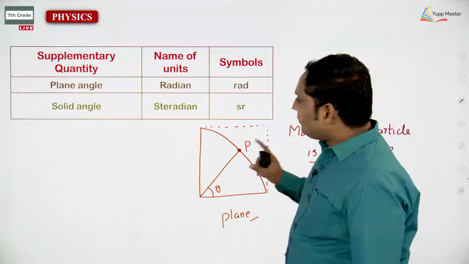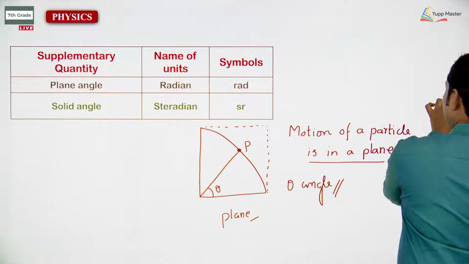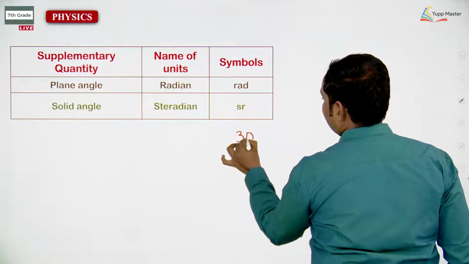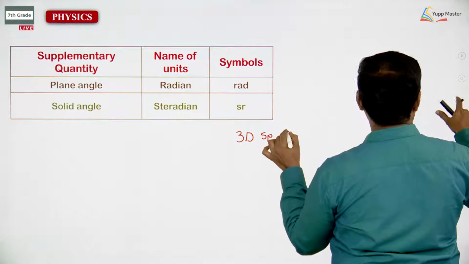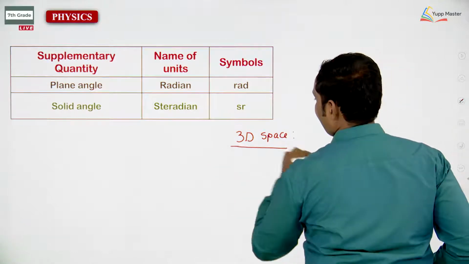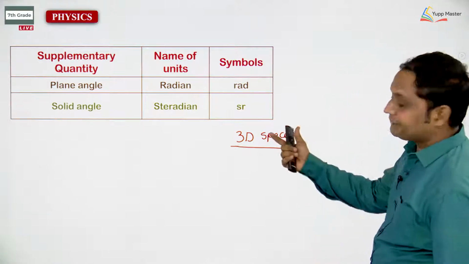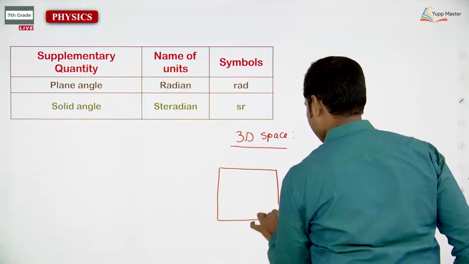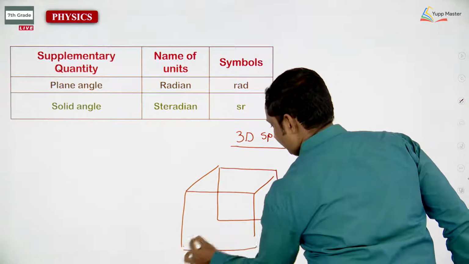Now if it is going to be taken in 3D, in case of 3D space, you have to take that 3D space. It's very clear, right?